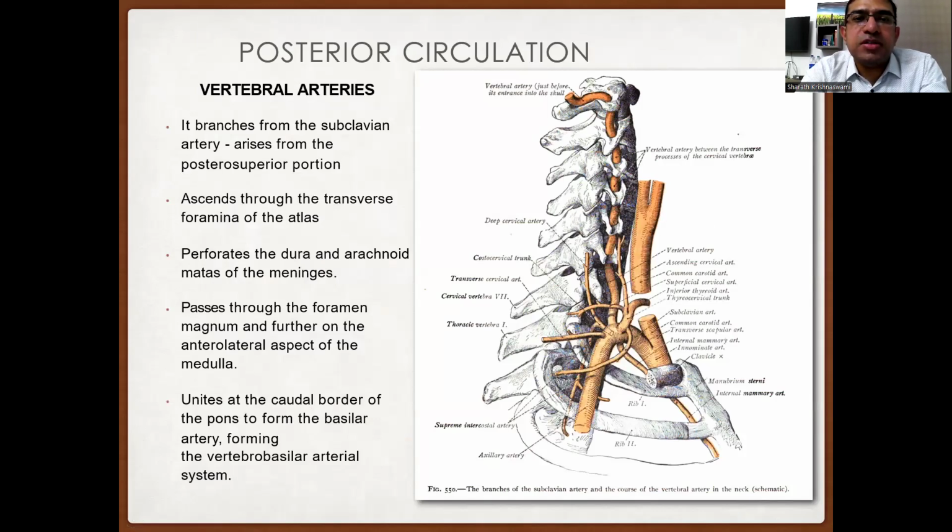Now, how is the posterior part of the brain supplied with blood? This is through the posterior circulation, which begins with the vertebral arteries. And the vertebral arteries are nothing but branches of the subclavian artery.